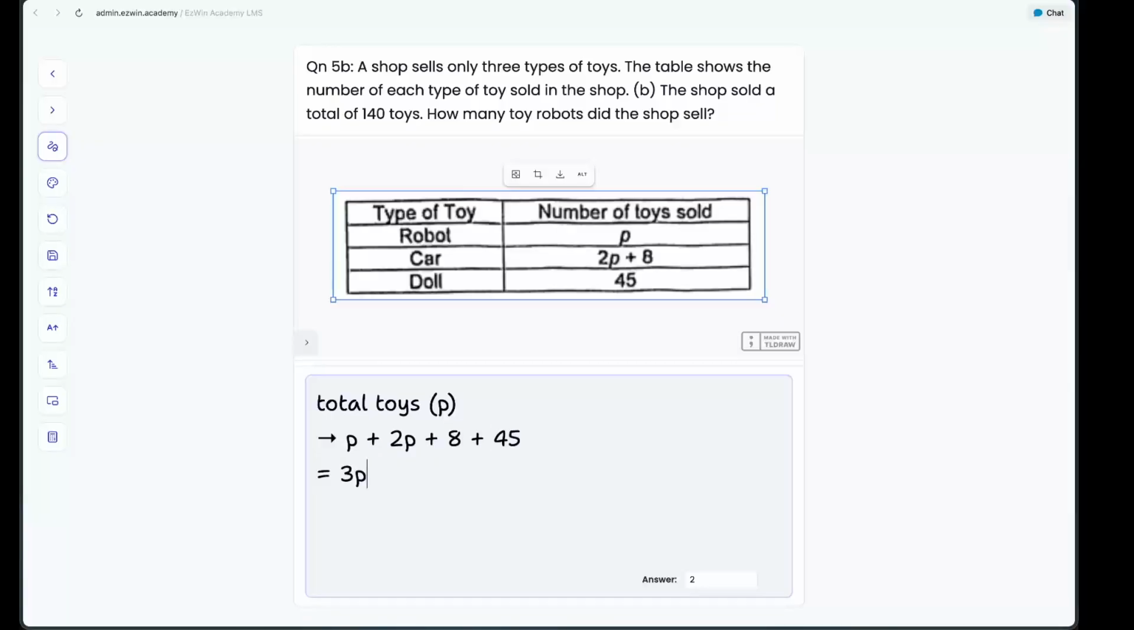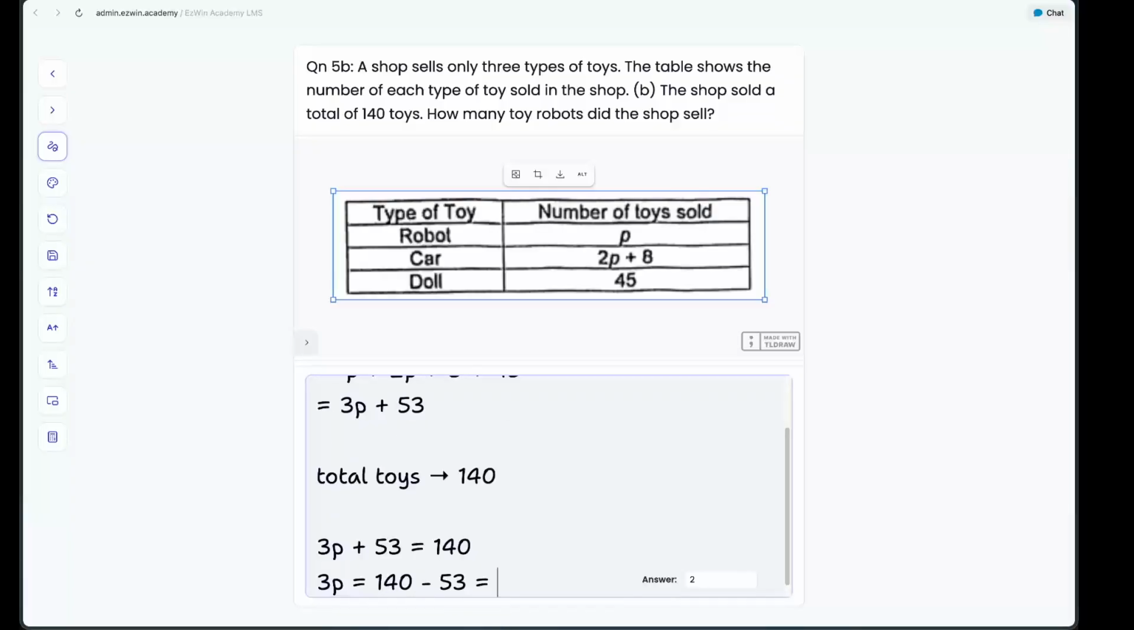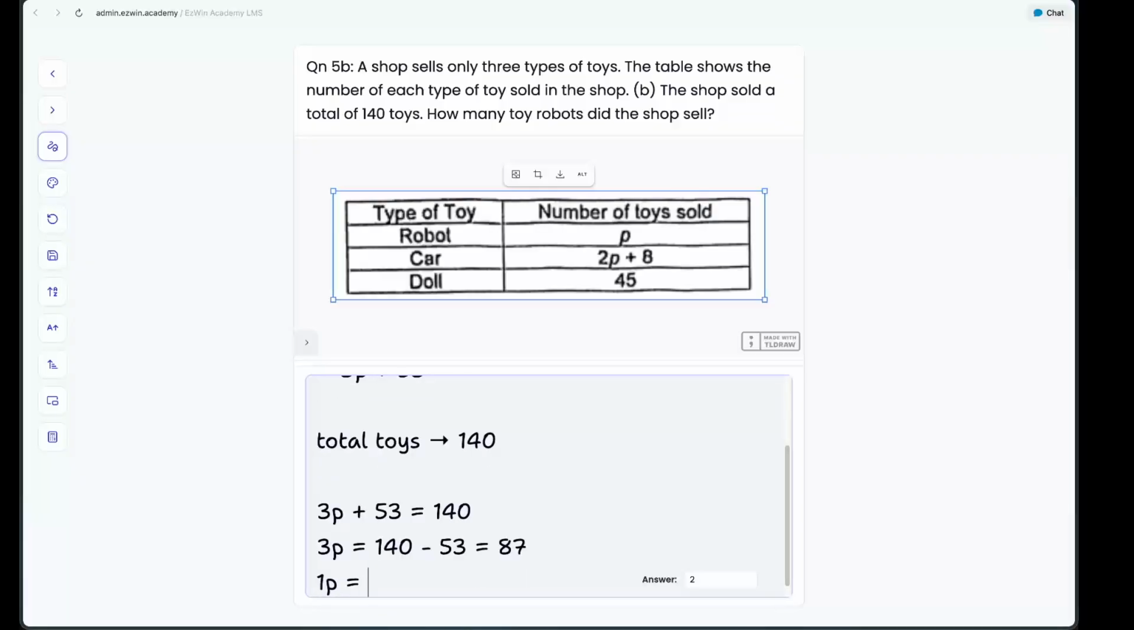So that gives us 3P plus 53. We know that the total toys is equal to 140. So 3P plus 53 is equal to 140, which means 3P equals 140 minus 53, which is equal to 87. So 1P will be equal to 87 divided by 3. This will give us 29. It's asking for toy robots, and toy robots is 1P. In this case, the answer is 29.